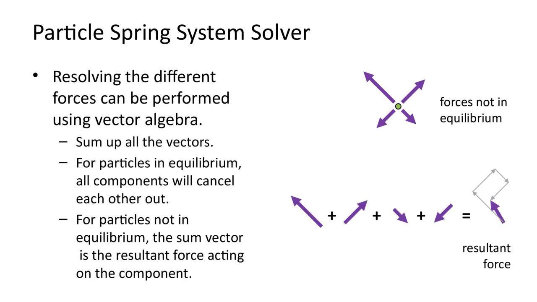Resolving the different forces can be performed using vector algebra. Simply adding up the different forces acting on the particle will give the final force vector. If the particle is in equilibrium, then the final force vector will be the zero vector. If the particle is not in equilibrium, then the result will be a vector with a magnitude and a direction. This vector will then be used to move the particle.